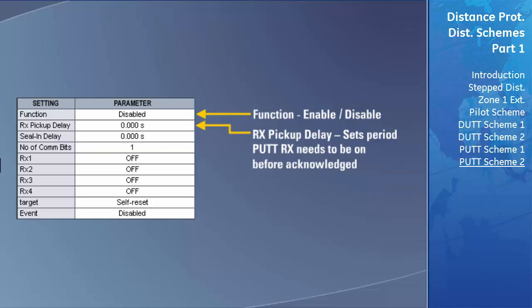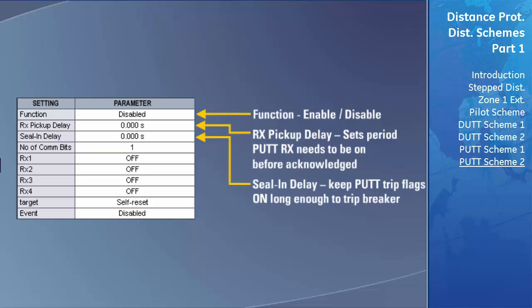This delay should be set longer than the longest false signal that can be received simultaneously with the Zone 1 pickup. As in the DUTT scheme, setting the seal-in delay will cause the D60 to keep the trip output signals in the on state for a minimum period of time as specified here. This allows the trip signal to be present long enough to allow the breaker to complete tripping.